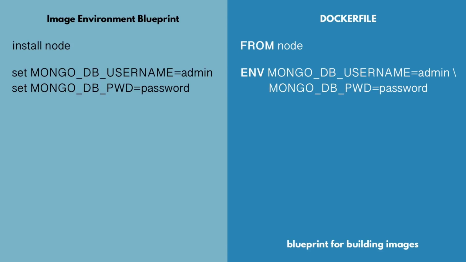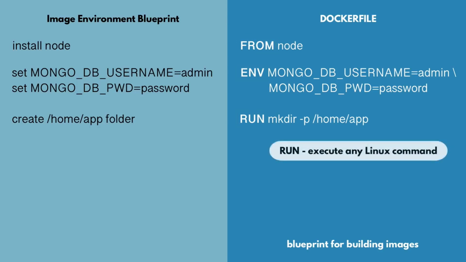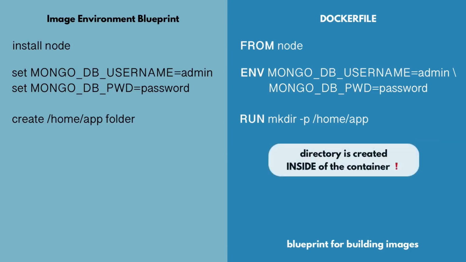The next one is RUN. So all these capital case words that you see, from ENV and RUN, they're basically part of a syntax of a Docker file. So using RUN, basically you can execute any kind of Linux commands. So you see, mkdir is a Linux command that creates a /home/app directory. Very important to note here. This directory is gonna live inside of a container.